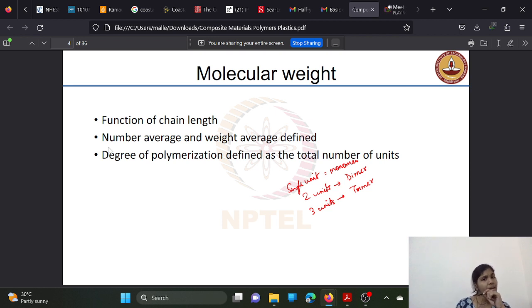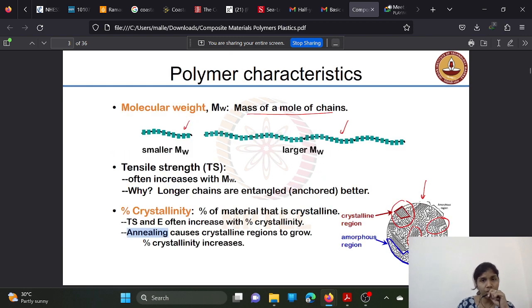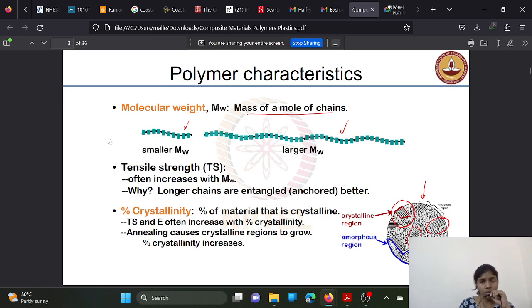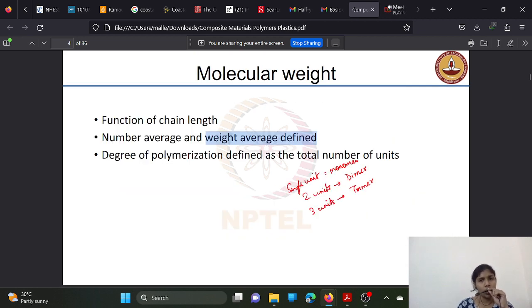And it is number average and weight average defined. Number average and weight average means, from the definition you can say mass of a mole of chains. So you can take a mole of chains and you can calculate the mass of it, and you can average it, thereby you can get the molecular weight. That's why here it is defined as weight average, and number average means by counting the number of moles in the chain also you can define this molecular weight.